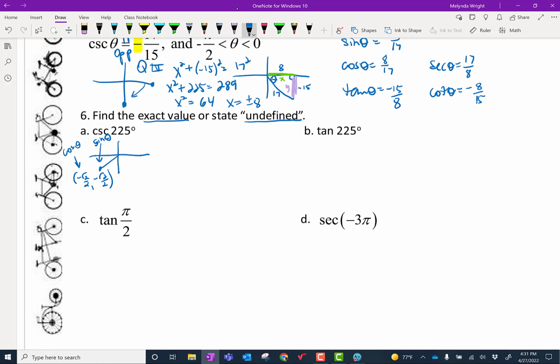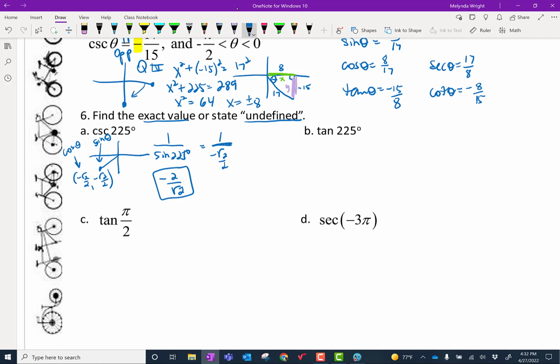cosecant is 1 over sine, right? So we're looking for 1 over sine of 225 degrees. So that's going to be 1 over, and sine is the y value, so negative root 2 over 2. And if you recall, fixing a complex fraction, a lot of teachers teach the keep, change, flip. Keep the numerator, change from division to multiplication, and flip the denominator. Keep, change, flip. So my answer becomes negative 2 over root 2. And we don't need to rationalize, there's no reason to do that. So just leave it unrationalized.